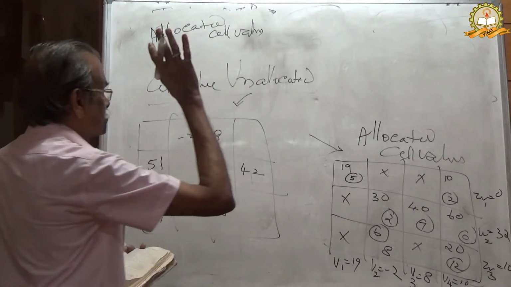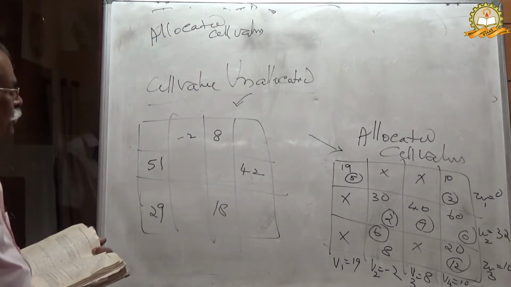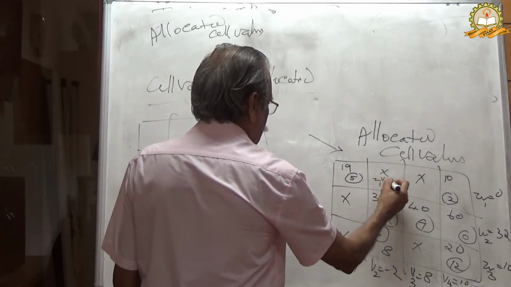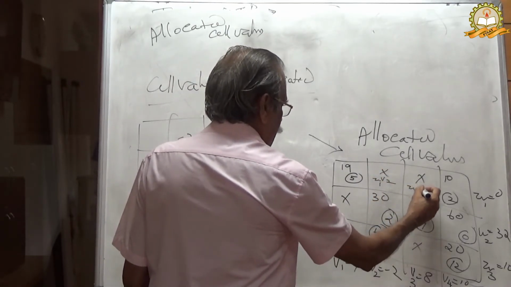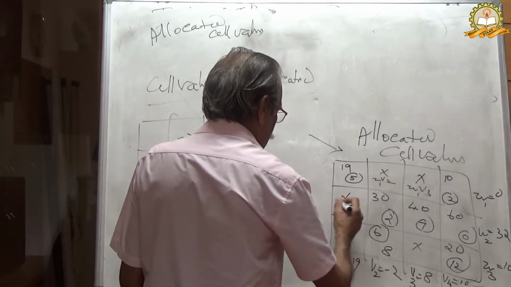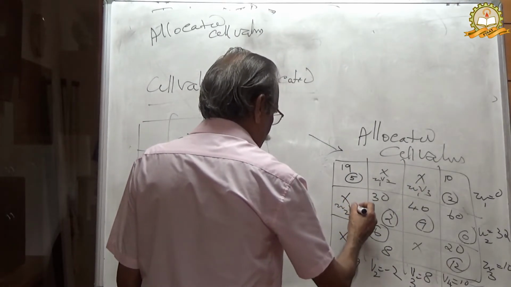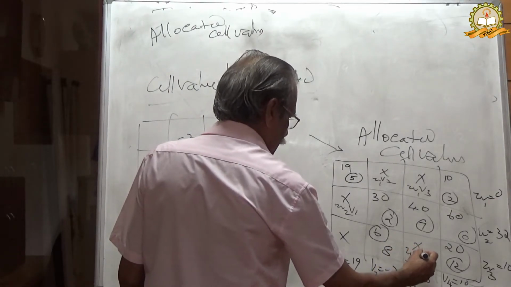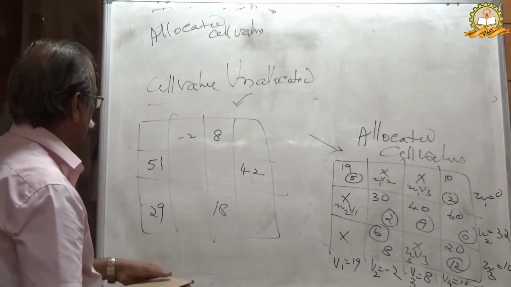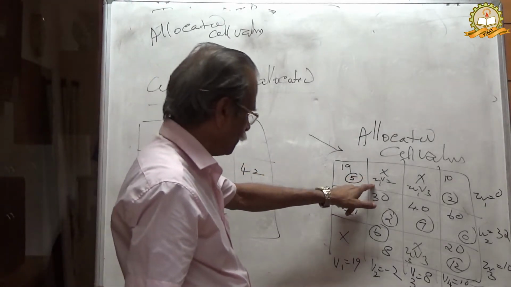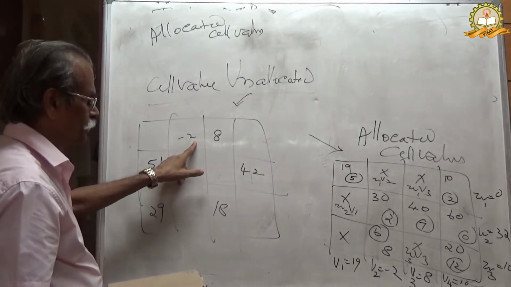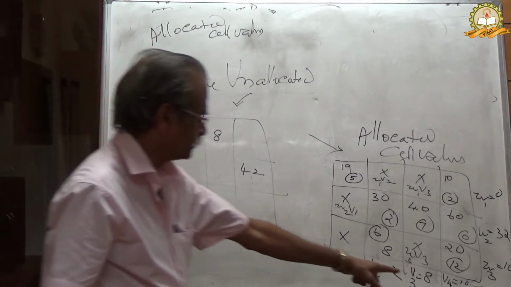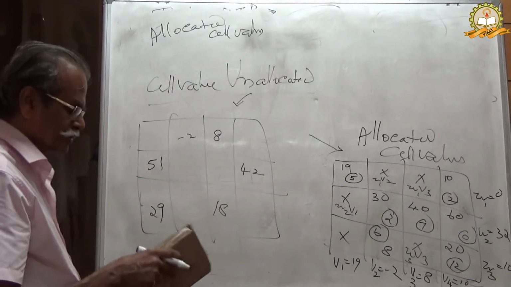Cell values only, gentlemen, applying U1, U2, U3. This will be U1, V2, U1, V3. This will be U2, V1. This will be U3, V3. Here you can see U1, V2: V2 is negative 2. U1, V3: V3 equal to 8. Similarly, all those cell values.